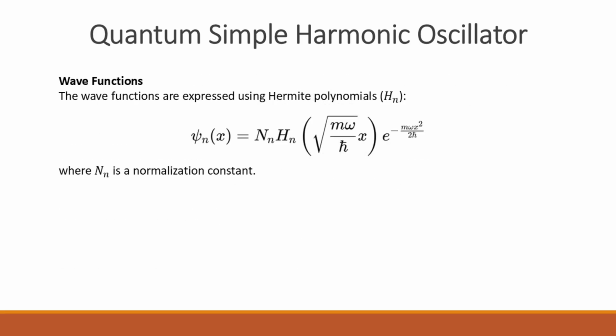Wave functions in the quantum harmonic oscillator are elegantly described using Hermite polynomials. These mathematical expressions capture the probability distribution of a particle's position in the oscillator. Each wave function corresponds to a specific energy level, creating a beautiful mathematical representation of quantum behavior. The normalization constant ensures that the total probability across all space remains constant, a fundamental requirement in quantum mechanics.